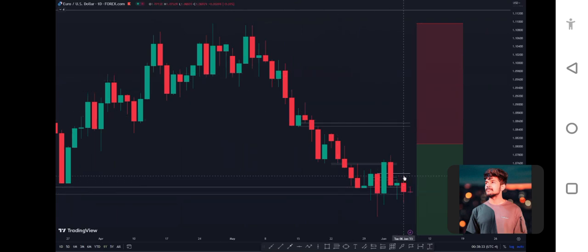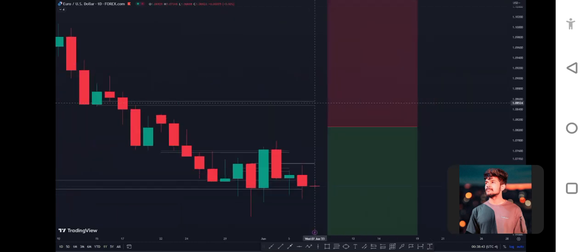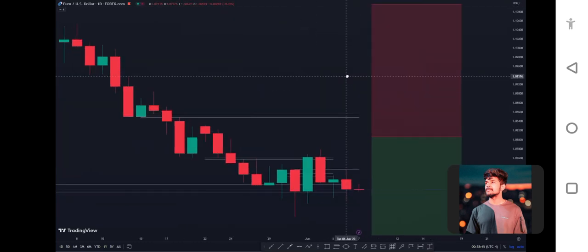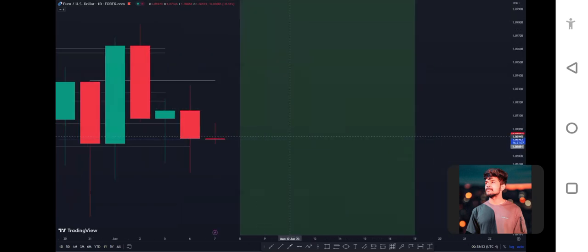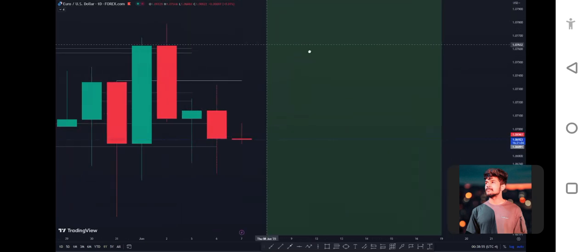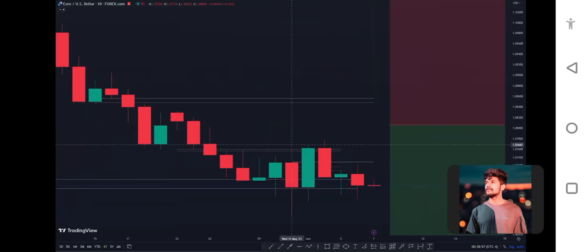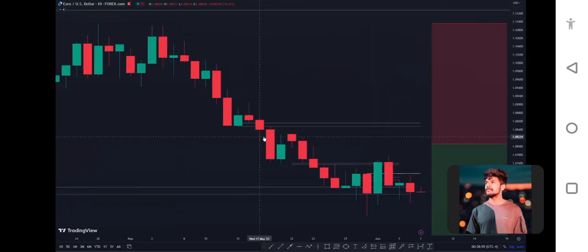Yesterday, if I think the market maker made the high of the day, if I think so, then let me see this. Okay, yeah. So this fair value gap is being respected. No, this fair value gap is not being respected. That's also not a good sign.